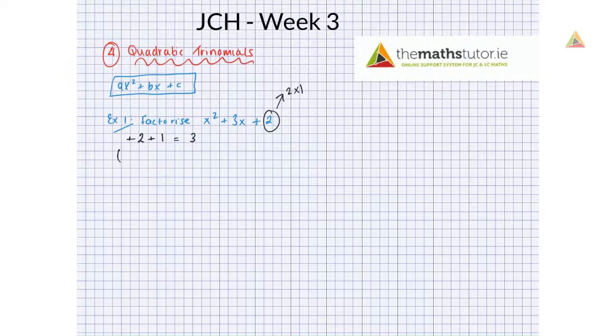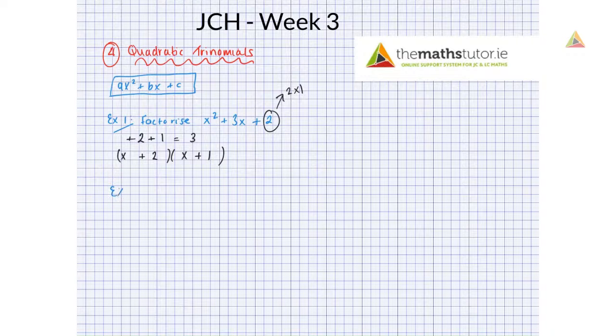So now what we do is we open up our brackets. We put x in the first, x in the second. And what we do is put plus 2 in the first, that's going to go in here, and we're going to put plus 1 in the second. And that's the answer. So I'm going to give another example there.